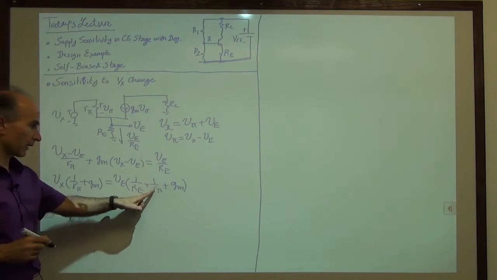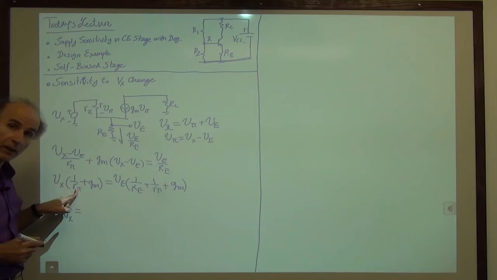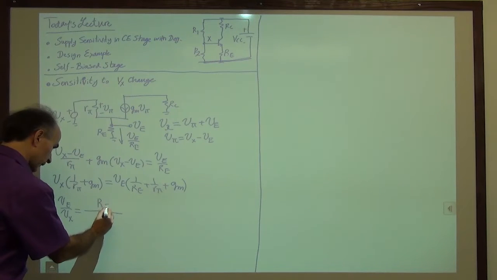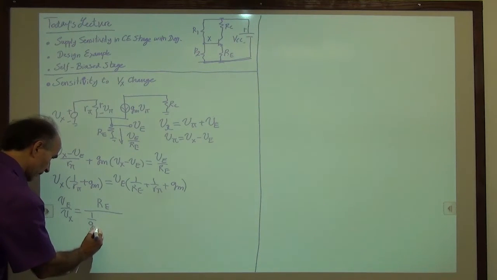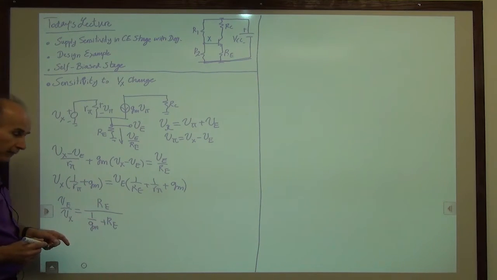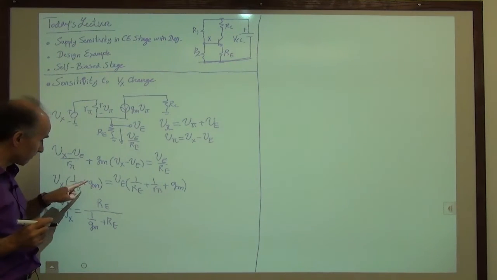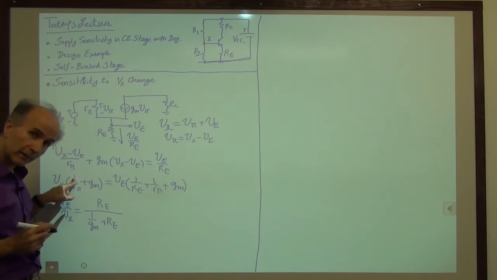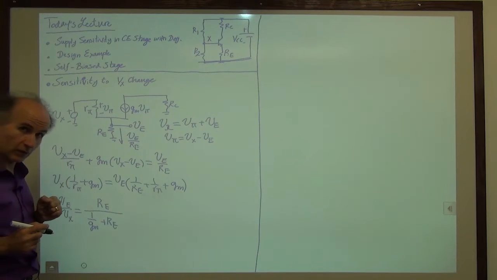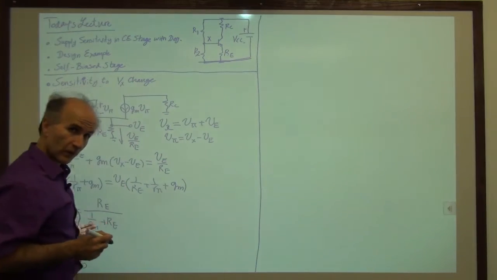Well, you just need to multiply by R pi times RE, both sides, and then remember that Gm R pi is equal to beta. So this will give us something like this: RE over 1 over Gm plus RE. In going from here to here, I have recognized that Gm R pi is beta, and I have assumed that beta plus 1 is approximately equal to beta, like what we did for the common emitter stage with degeneration. Remember when we calculated the voltage gain of the stage, we had to make those approximations. So it's the same thing here.